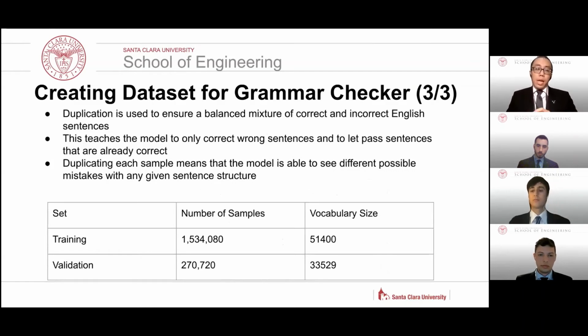Here are some insights that we found when creating the data set for the grammar checker. Duplication is used to ensure a balanced mixture of correct and incorrect English sentences. This teaches the model to only correct wrong sentences and to let pass sentences that are already correct. Duplicating each sample means that the model is able to see different possible mistakes with any given sentence structure. And right here we have some information on the training set and the validation set. The training set has 1.5 million samples and about 50,000 words in the vocabulary. The validation set has about 270,000 samples and about 30,000 words in the vocabulary size.